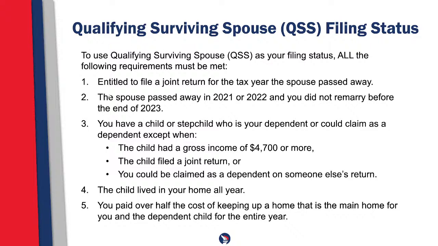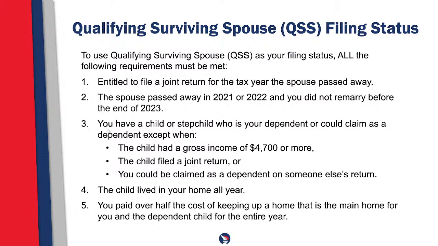To do qualified surviving spouse, the spouse must have passed away in the previous two years, not including the current year that you're doing. So for this particular year, say 2024, a qualified surviving spouse could only go back to 2023 or 2022. For 2021 or anything earlier than that, they cannot use qualified surviving spouse. It's been too long. They're either going to be single or they're going to be head of household.